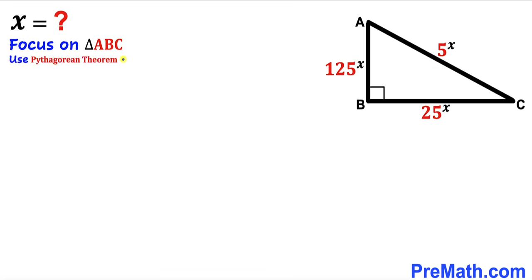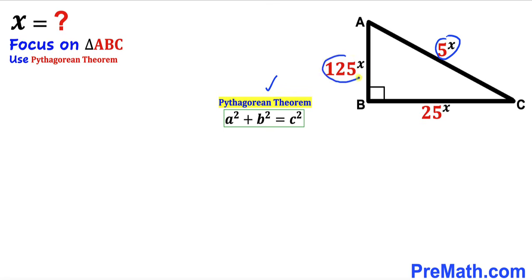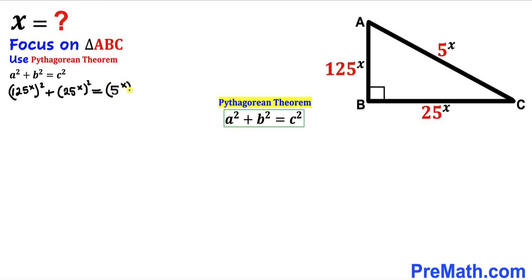And we are going to apply the Pythagorean theorem on this triangle. Here's our Pythagorean theorem: a squared plus b squared equals c squared. In our case, our hypotenuse is 5^x, and the other two legs are 125^x and 25^x. So let's fill in the blanks in this formula: (125^x)^2 plus (25^x)^2 equals (5^x)^2.